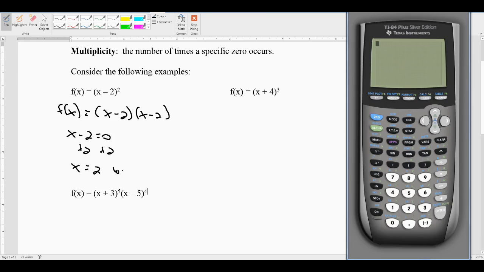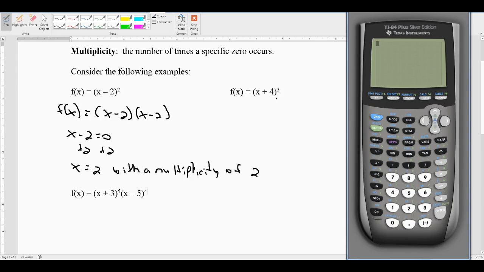So we'll say x equals 2 with the multiplicity of 2. Look at the handwriting, that's atrocious. That's how you think of it.